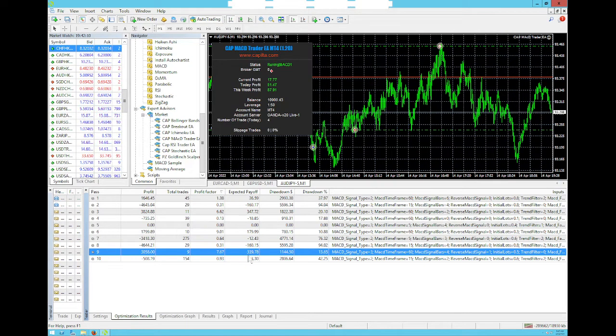Expected payoff. This is what I look for when I have a whole bunch in a row that are between 4 and 5 or 3 and 5. I do compare them. I check them out and I compare them to each other. Obviously, you want a higher payoff with the least amount of drawdown.